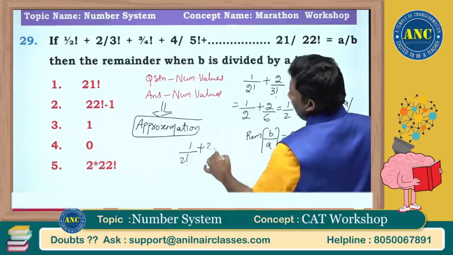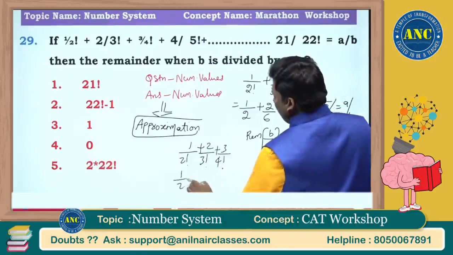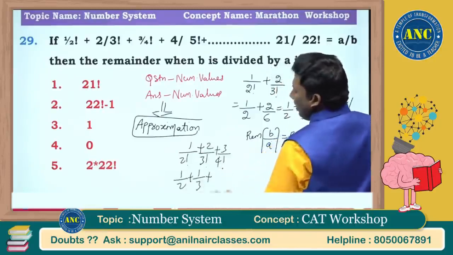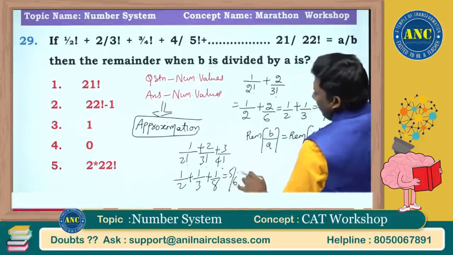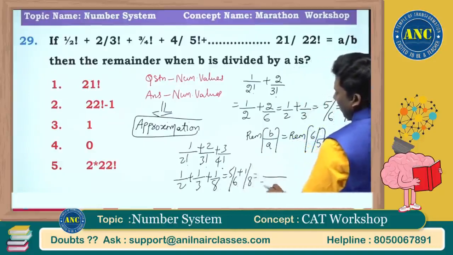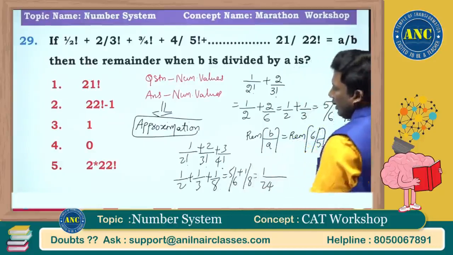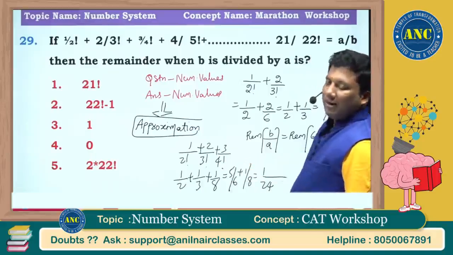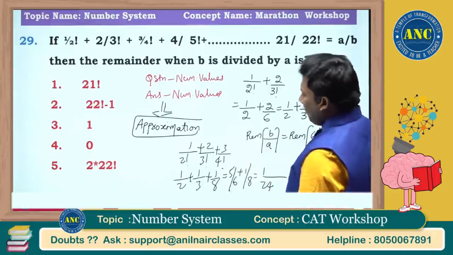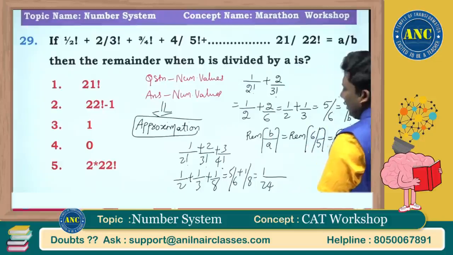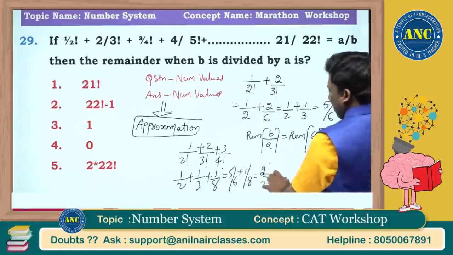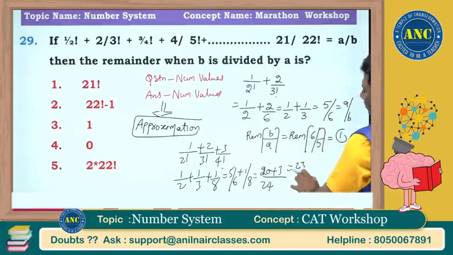Check for the next three values. 1 by 2 factorial, 2 by 3 factorial, 3 by 4 factorial. It is 1 by 2. It is 1 by 3. 3 by 24, it is 1 by 8. Where is the calculation mistake? 3 by 4 factorial, it is 1 by 8. 1 by 2, 2 by 6, it is 2, 3 and 8. 6 and 8, it is 24. It is 20 plus 3, 23 by 24. B is divided by A.